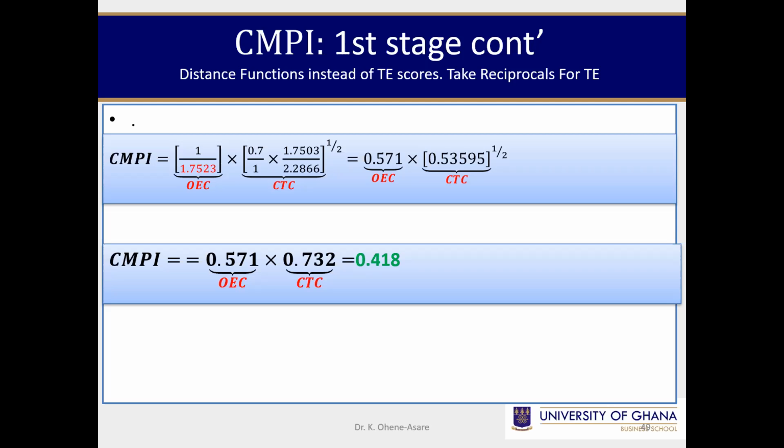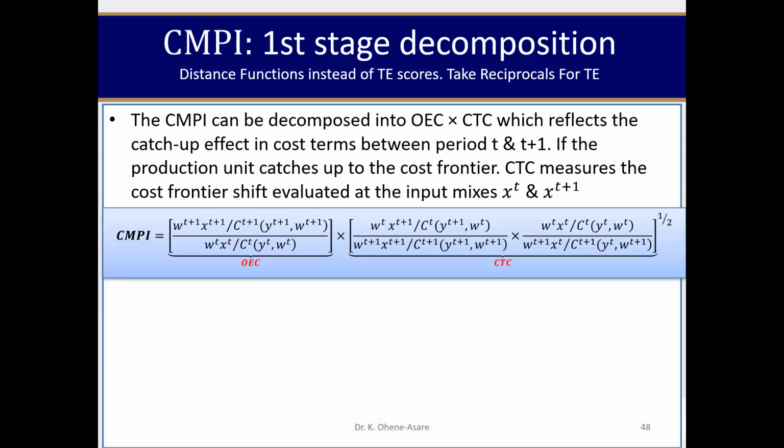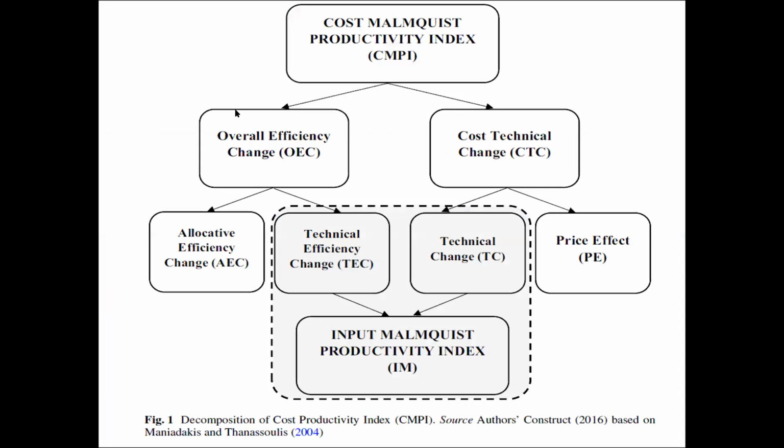Now, first of all, pay attention. From here, we know that the overall efficiency change, the top part here, is doing more than the cost technical change. The value is bigger, almost twice. So what is driving this overall efficiency? Is it the technical efficiency change or the allocative efficiency change? Because we know that something is driving this overall. Is it the allocative? Can it be the technical?